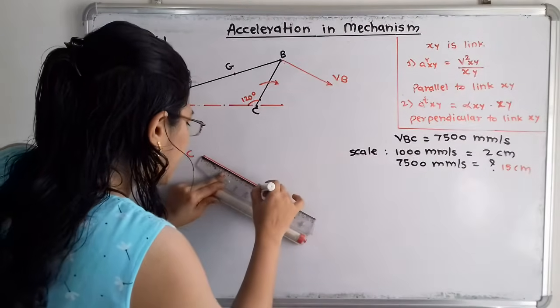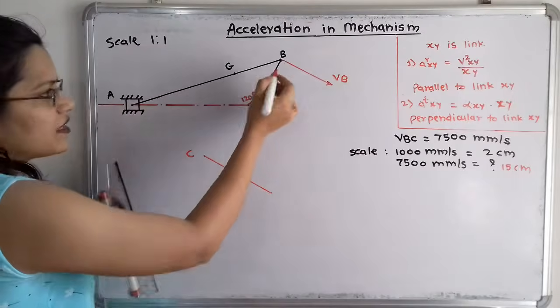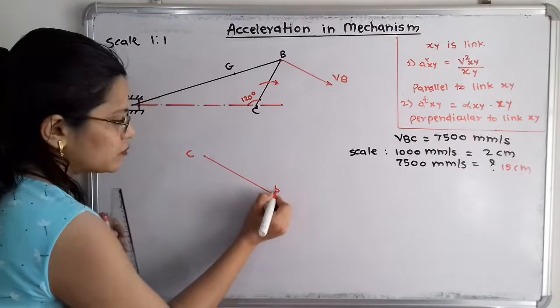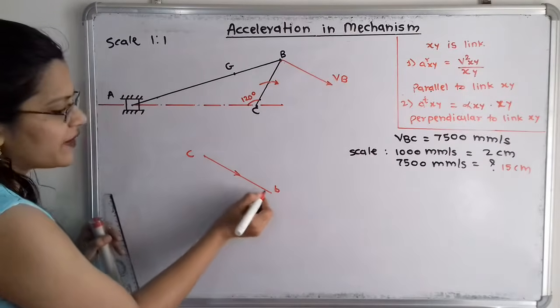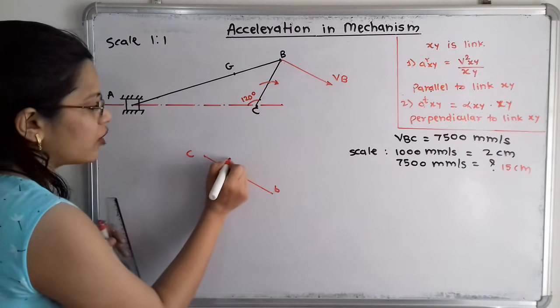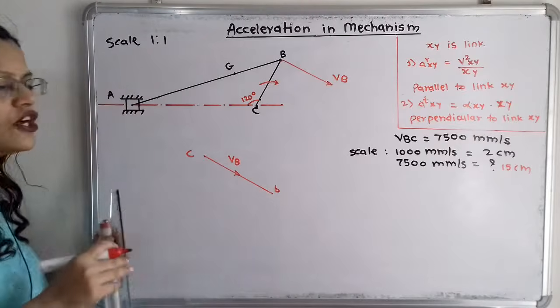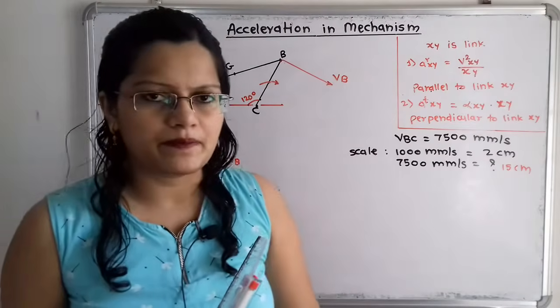Now here the initial point is C, and what is the final point? Final point is B. So I will use here the small letter. I will show arrow also, and this vector CB indicates us velocity of B with respect to C. So simply we can say VB.